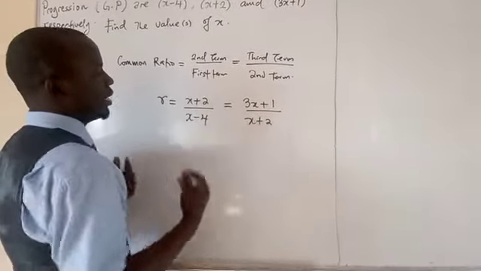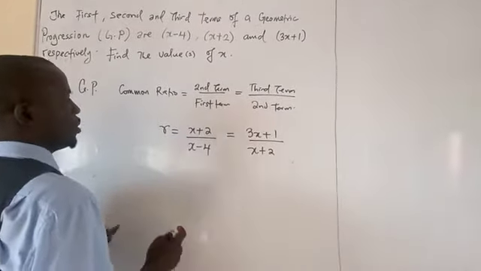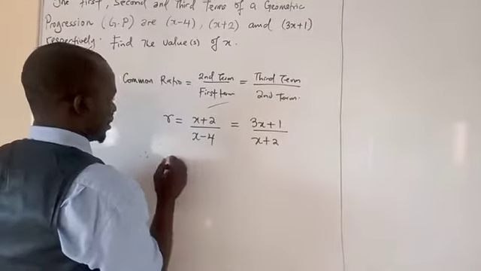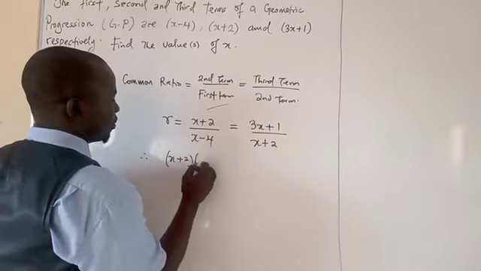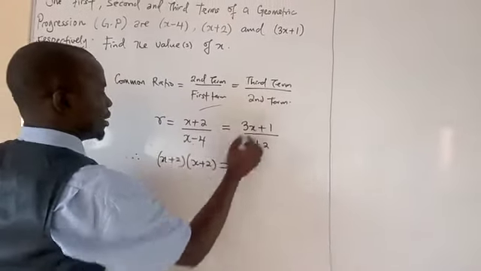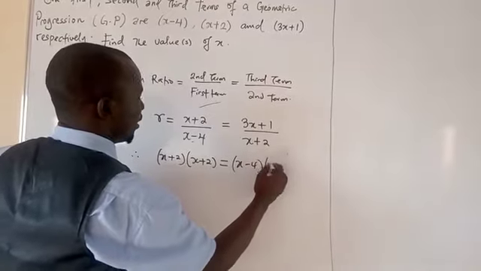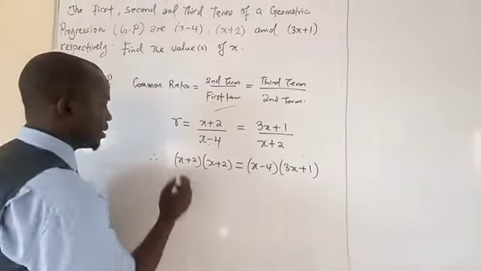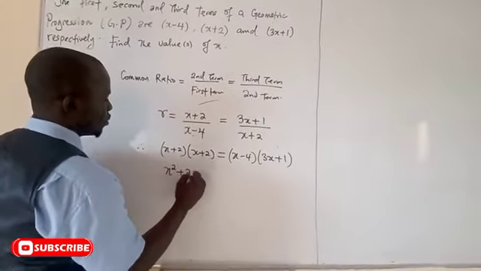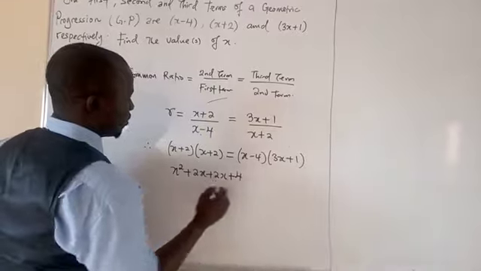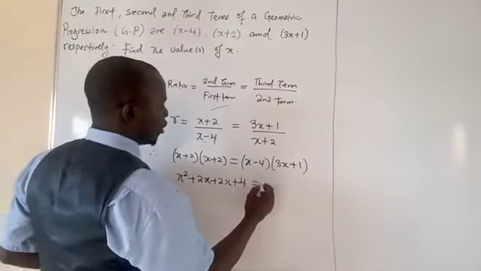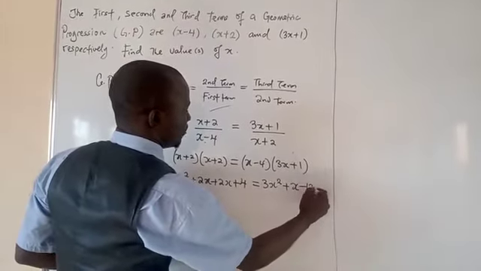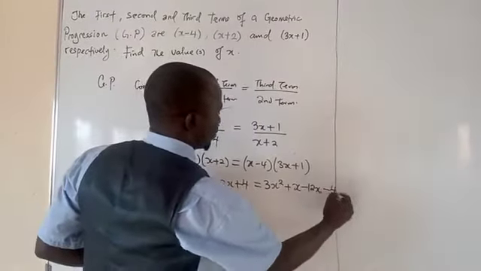If we have this, the only way we can solve this is to just cross multiply, since everything here represents a common ratio. So therefore, this implies that x plus 2 multiplied by x plus 2 is equal to x minus 4 multiplied by 3x plus 1. So we have to expand this and expand this. Expanding them means this is x squared plus 2x plus 2x plus 4, and equal to 3x squared plus x minus 12x minus 4.